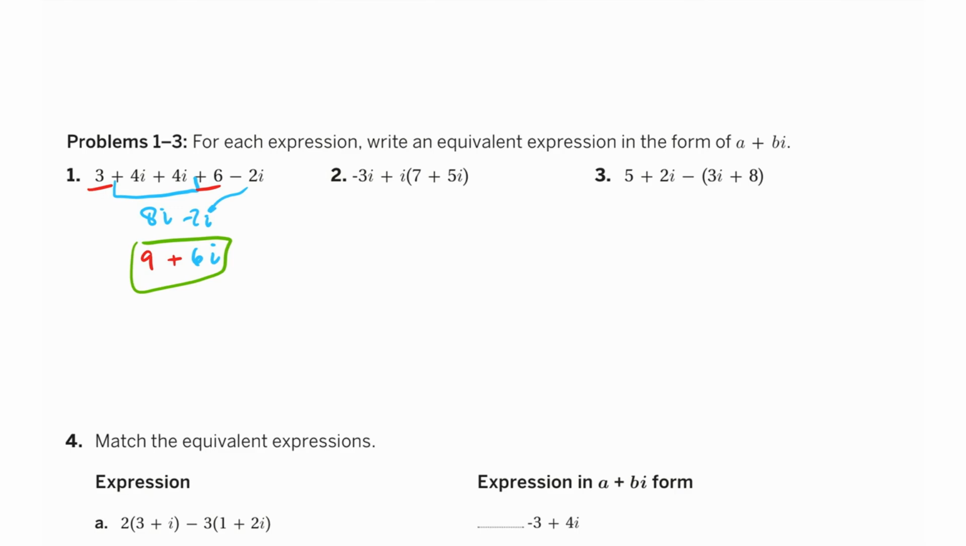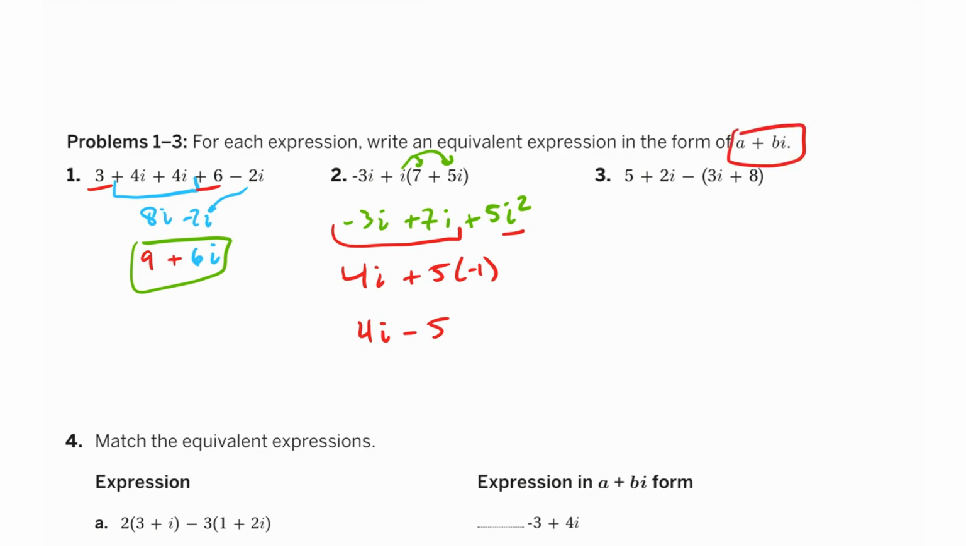For the next one, I'm going to distribute this i in to get -3i plus 7i plus 5i squared. The key part here is that i squared is just -1, so I'm going to combine these two to get positive 4i, because -3i plus 7i is 4i, and 5 times -1 becomes -5. It asks us specifically to make sure that it's in the correct form, so I'm going to say it's -5 plus 4i.